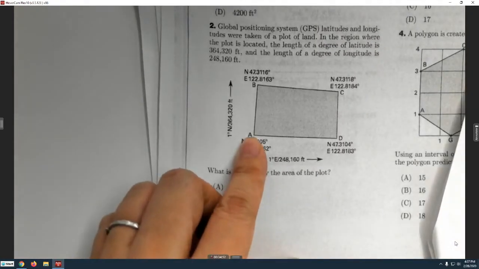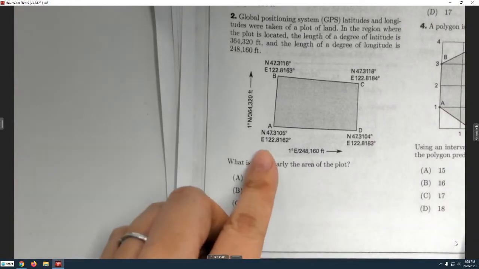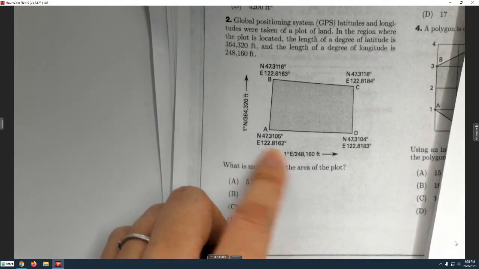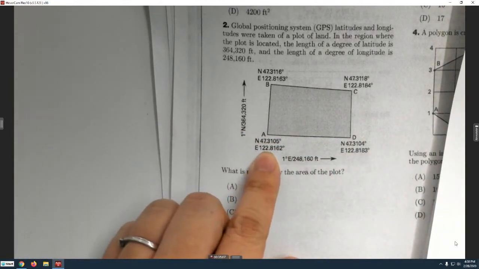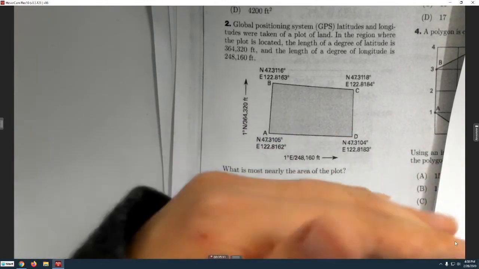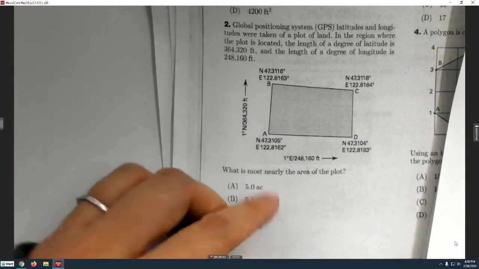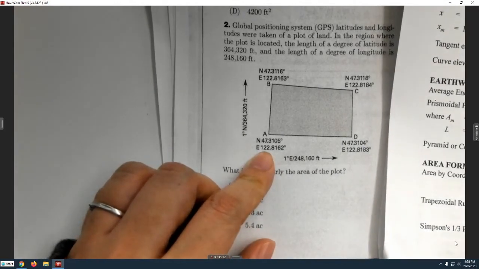So you see points A, B, C, D here, right? So you use the x coordinate of A. In this case, X is on the horizontal, so this is 122.8162. Okay, X refers to the horizontal axis. So 122.81 here.